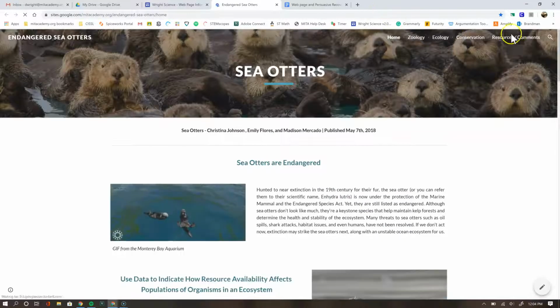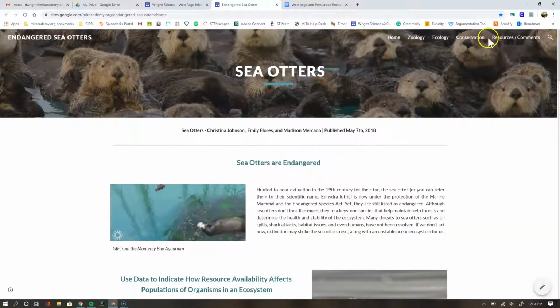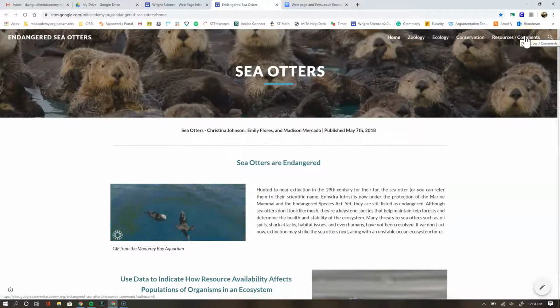So if we look at the example, you'd be adding in one additional page. You'd have your home page, zoologist, ecologist, conservationist page. Then you would have your Persuasive Recovery Plan page, and then finally your resource page.